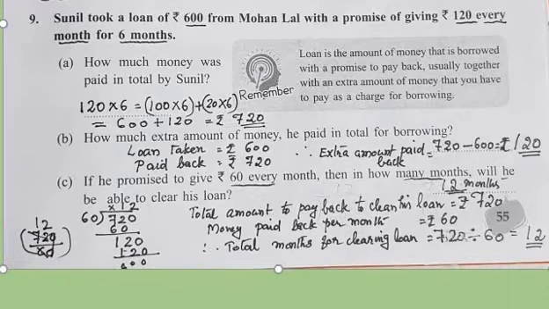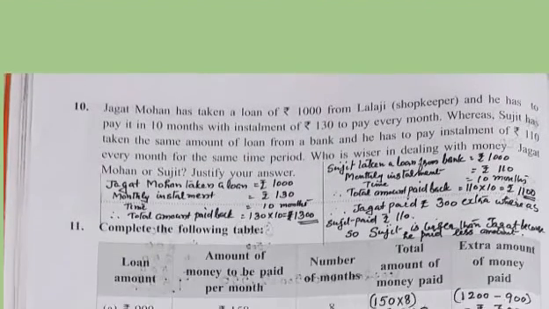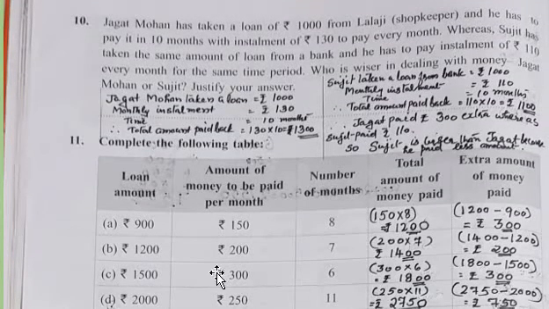Now turn the page. We will do the next question. Look at the question now. I will read the question. Jagat Mohan has taken a loan of rupees 1000 from Lalji, that is one shopkeeper, and he has to pay it in 10 months with an installment of rupees 130 to pay every month.